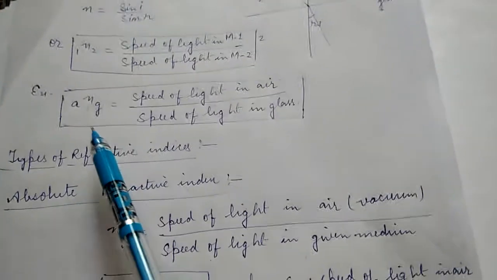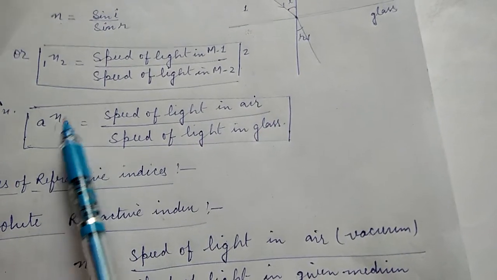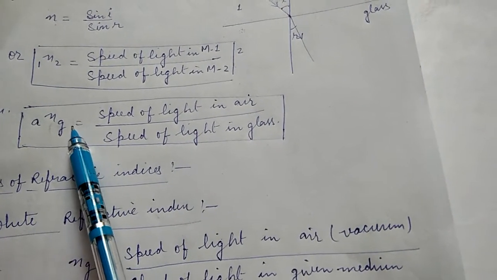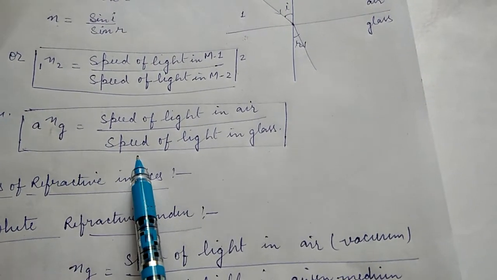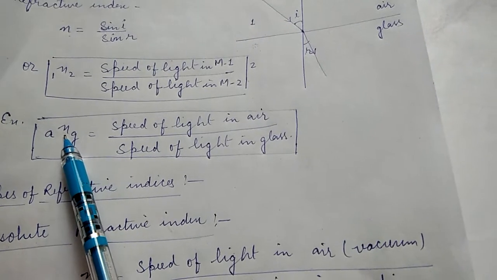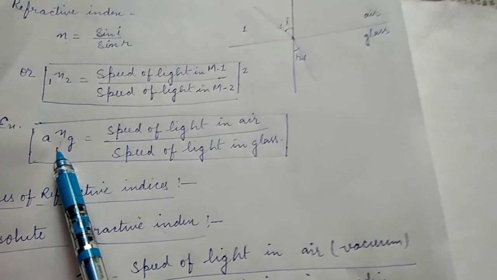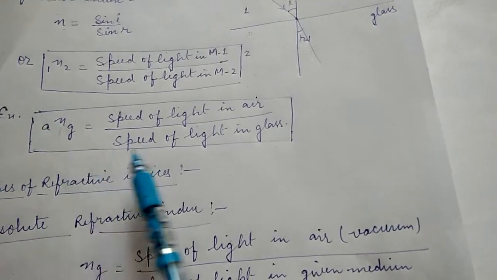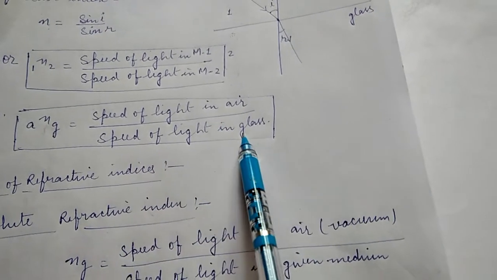For example, A and G. A represents air, G represents glass. So when we are finding the refractive index of glass with respect to air, G will be written after n and A will be written before n. That is the proper way of writing this. So here it is speed of light in air upon speed of light in glass.